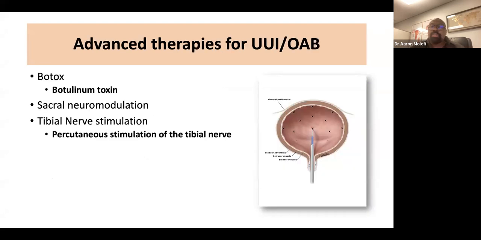So there are other advanced therapies for overactive bladder, which is Botox, just the Botox injection. The picture shown on that slide usually shows where you will inject this botulinum toxin. It's very effective as well. It lasts up to 9 months. So it's an option.